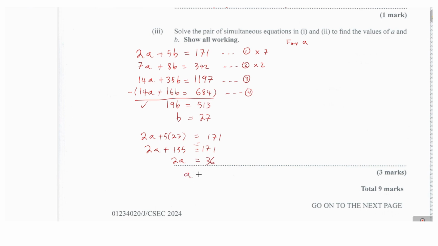So A equals 18. So we have B equals 27 and A equals 18.